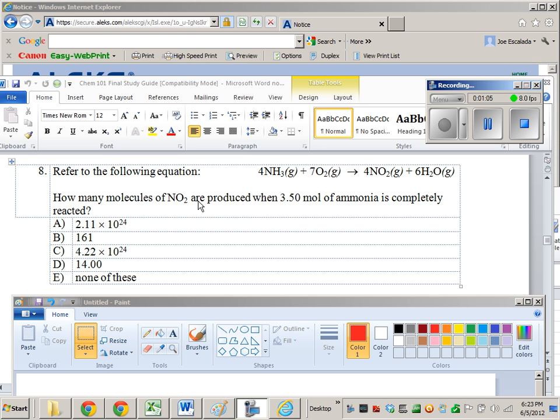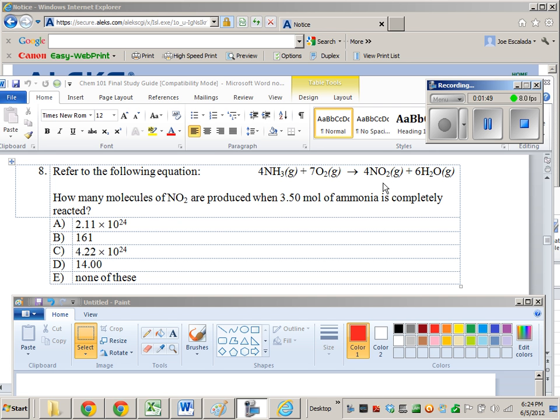So how many molecules of NO2 are produced when 3.5 moles of ammonia is completely reacted? So they're asking us about NO2, which is this thing, based on moles of ammonia. Ammonia is NH3. It's this molecule. So there are 4 moles of NO2 that are produced for every 4 moles of NH3. So that's like a 1-to-1 ratio, right? So the moles that we consume, that we react away completely, are the same number of moles of NO2 that we're creating. So since we used 3.5 moles of ammonia, we're going to end up generating 3.5 moles of NO2.